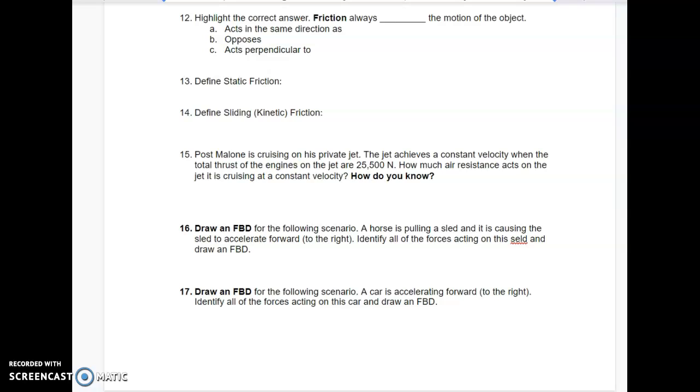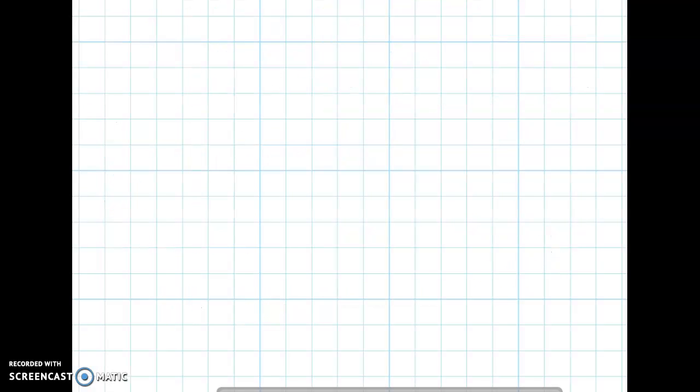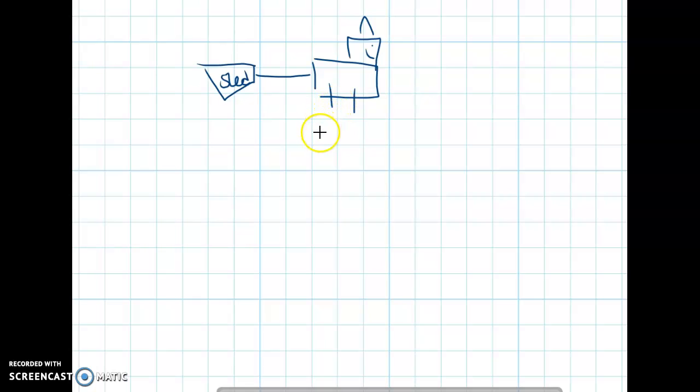All right, let's keep moving forward here. So draw an FBD for the following scenario. A horse is pulling a sled and is causing the sled to accelerate forward to the right. Identify all the forces acting on the sled and draw an FBD. So we have a sled. Sorry, that's not a very good sled, but it's fine. We're going to live with it. And this is my horse drawing the sled.